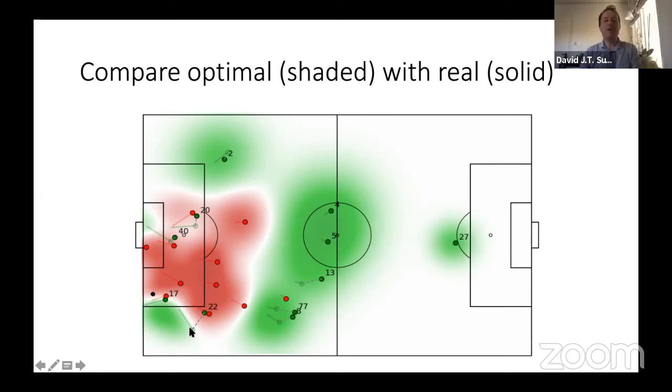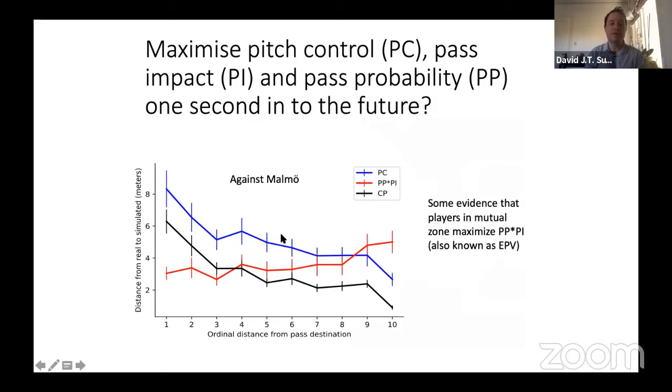And we found that this model was far from perfect, but it did pick out a few things. So when we were playing against Malmö, we compared PP times PI, which turned out to be a reasonable predictor of how the players who were nearest to the ball act. So attacking players nearest to the ball, remember this is the mutual help zone, they tended to maximize PP times PI. So that's the probability of getting the ball multiplied by the impact of getting that pass. And you can think of that, that's a very natural thing to want to maximize, because that's the probability of success multiplied by the probability of it then going on to lead to a goal. And if you multiply those two things together, it's a natural thing. So that was a very nice result.